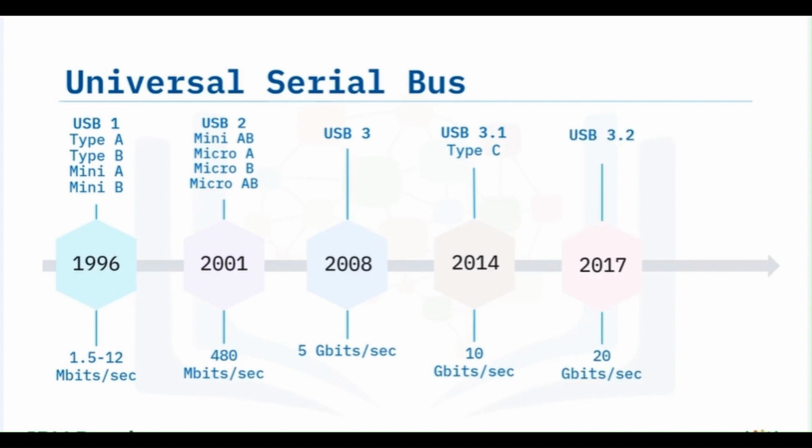USB 3.2 was released in 2017 with speeds of 20 gigabits per second. The mini connector types were discontinued in this version. USB 4, based on the Thunderbolt 3 and 4 protocol specifications, was released in 2019 and continues to be the latest and greatest version for USB devices. It supports speeds up to 40 gigabits per second over a Type-C connector.